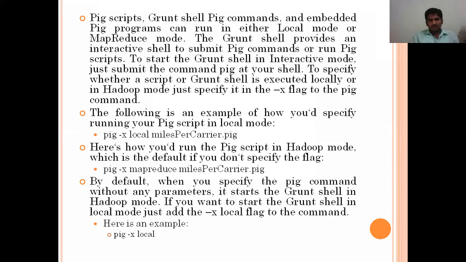By default, when you specify a pig command without any parameter, it starts the Grunt shell in Hadoop mode. If you want to start the Grunt shell in local mode, you just add the -x local flag. So the default is Hadoop mode. If you want to run in local mode, we need to specify pig -x local. Then it is going to run in local mode.